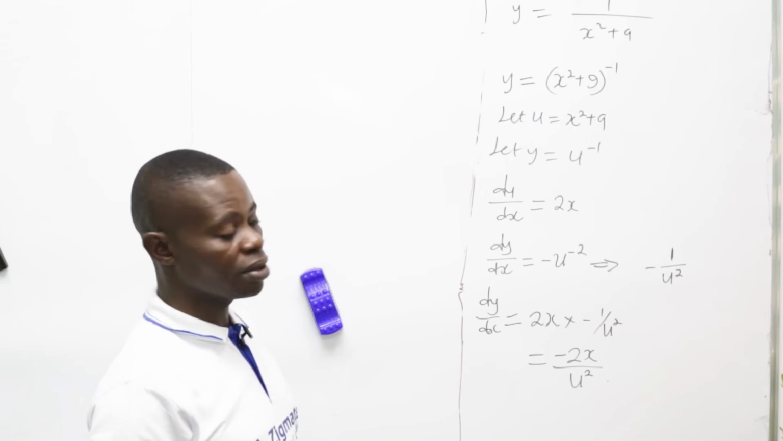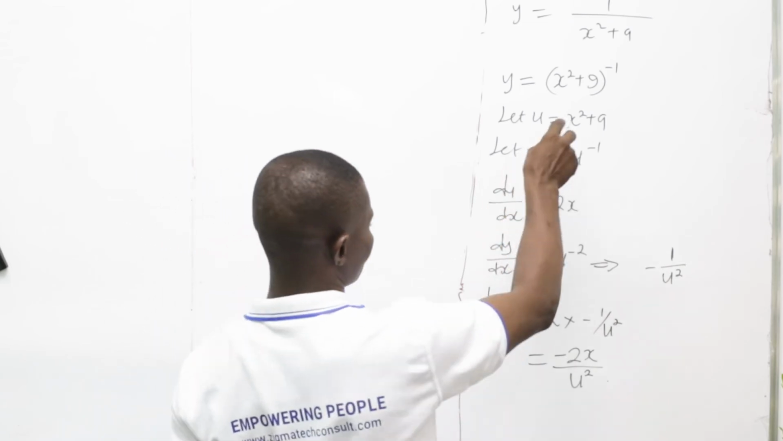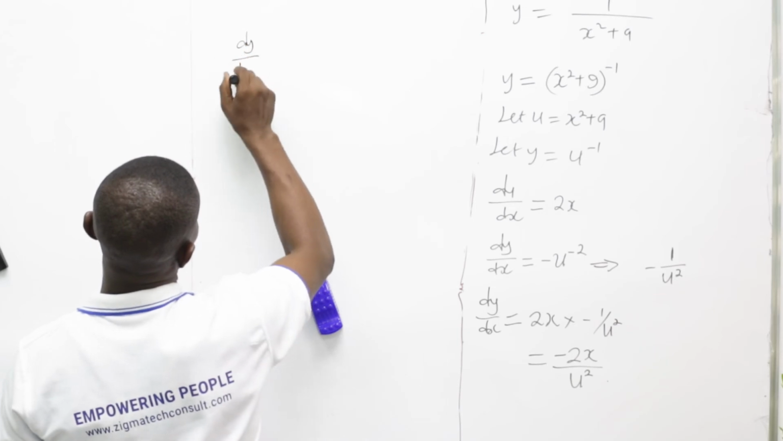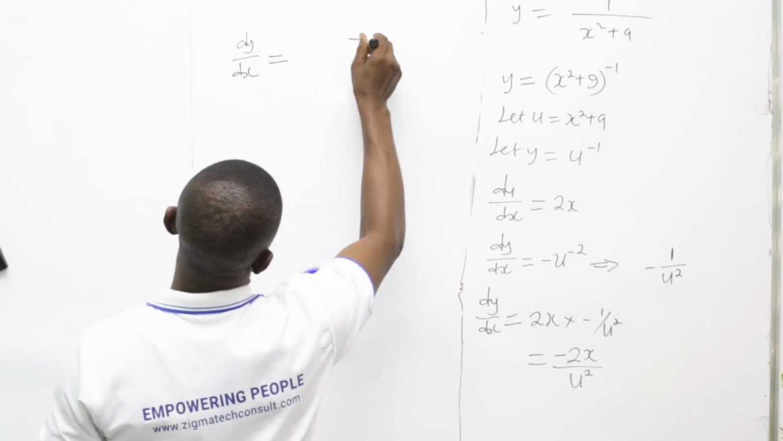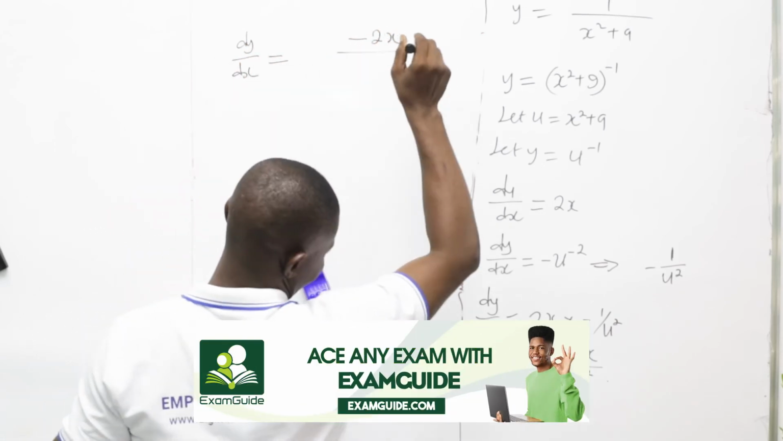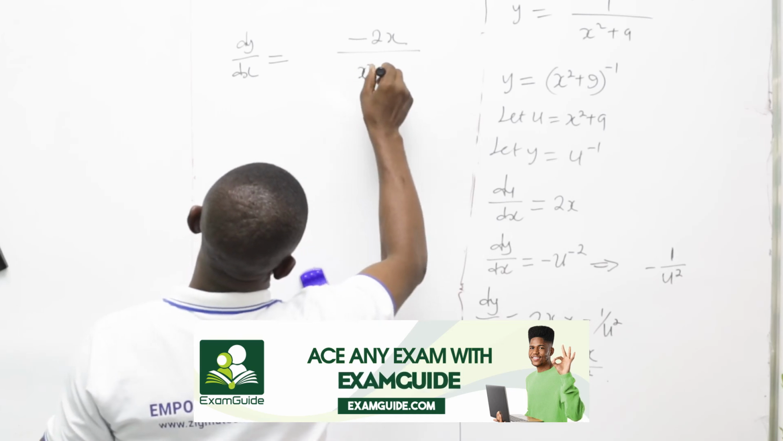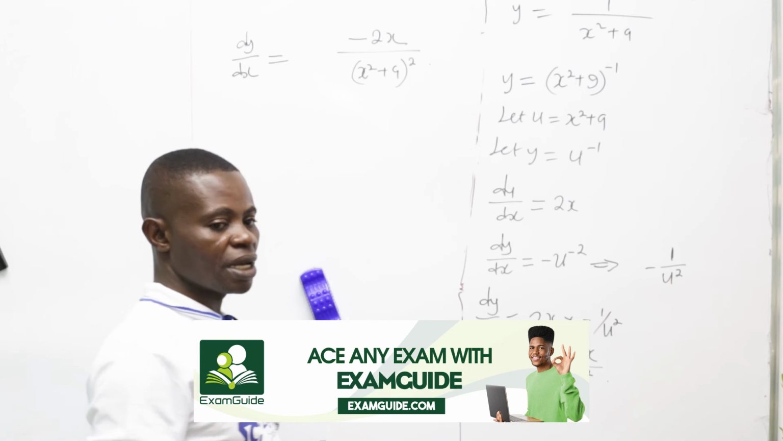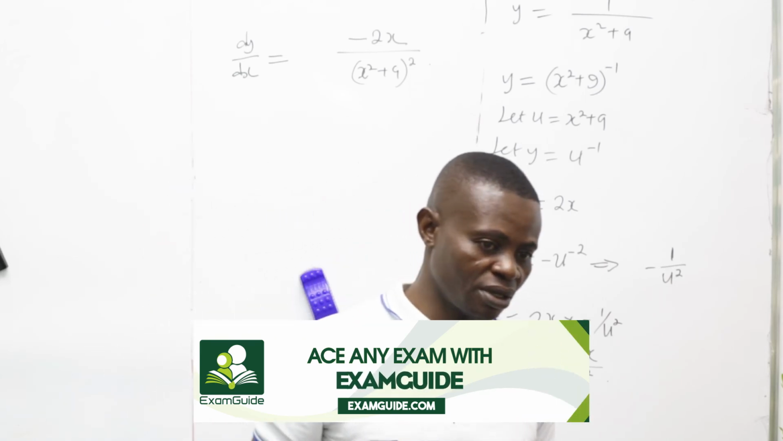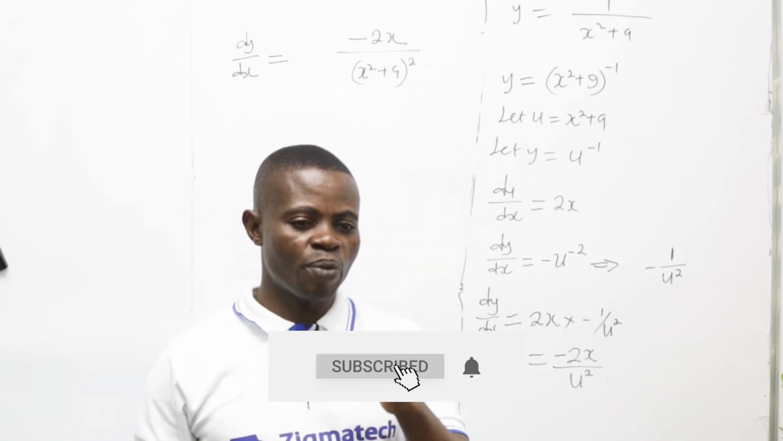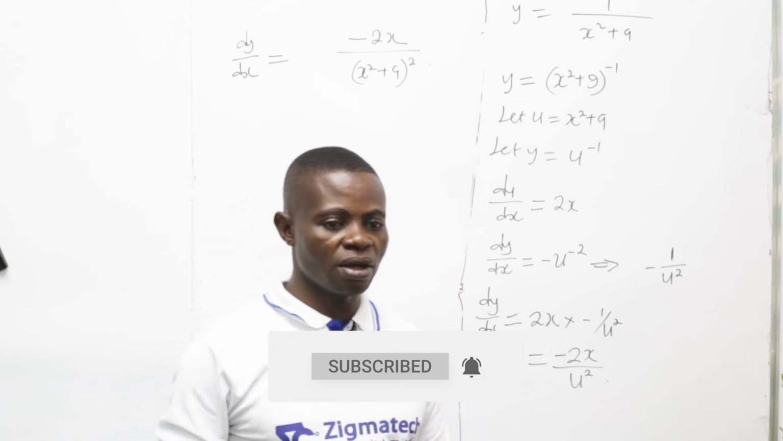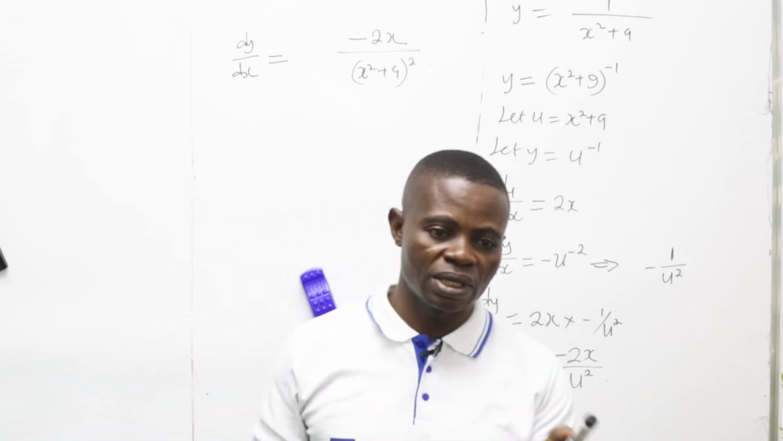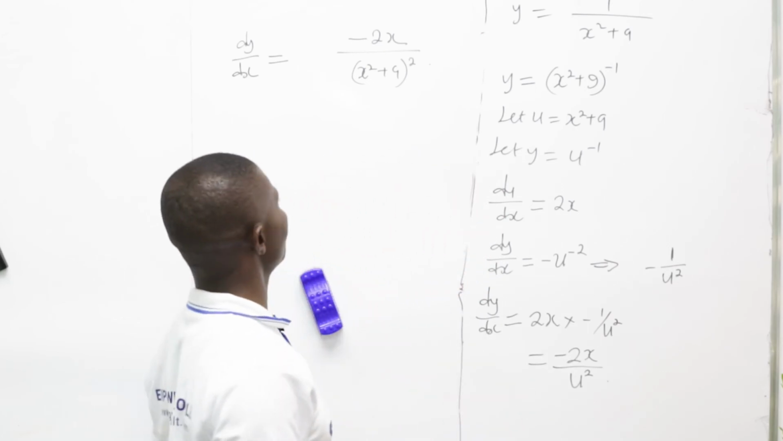Recall that u equals what? s squared plus 9, meaning that dy/ds equals minus 2s all over s squared plus 9 all squared. But the challenge now is, it said the differential coefficient at the point 4, 1 over 25. 1 over 25, we are not making use of it. We are just interested in the point of s.